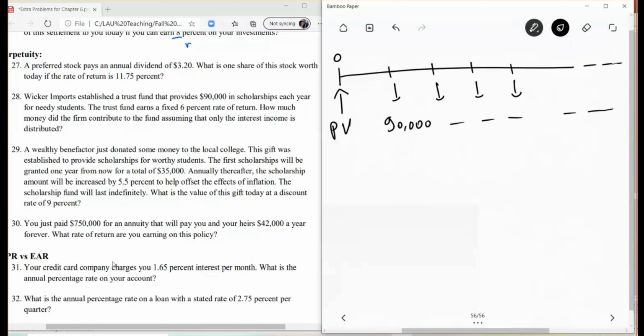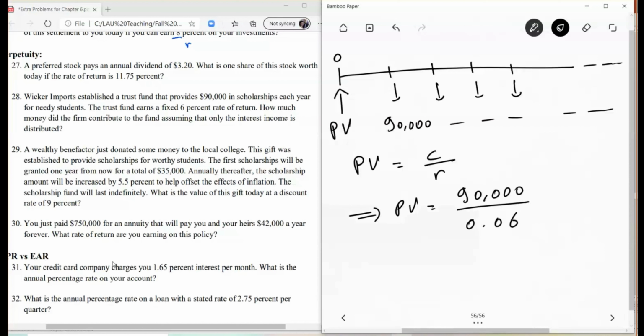So in this case, starting from the formula PV equals C divided by R, PV equals 90,000 divided by 6%, 0.06, and the answer is $1.5 million.